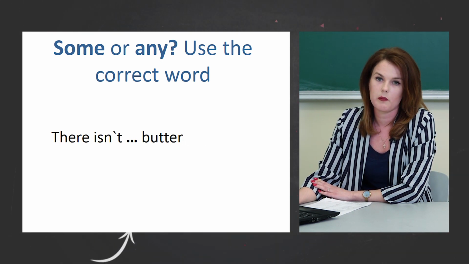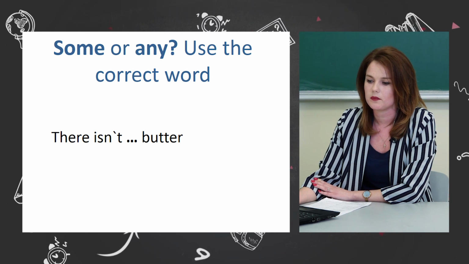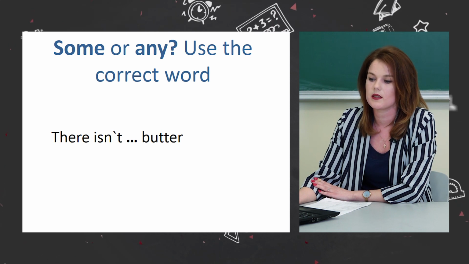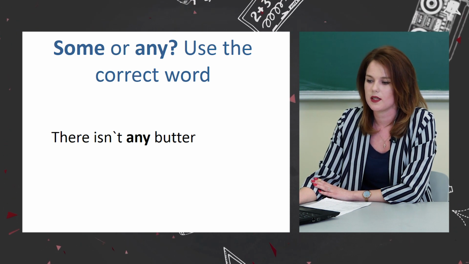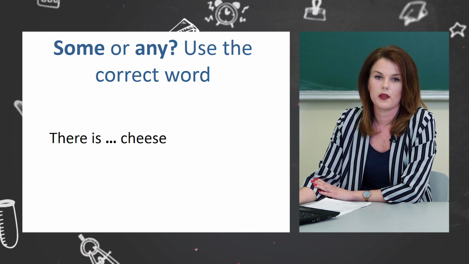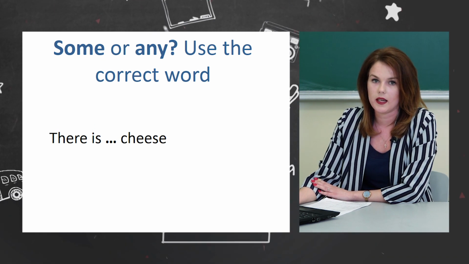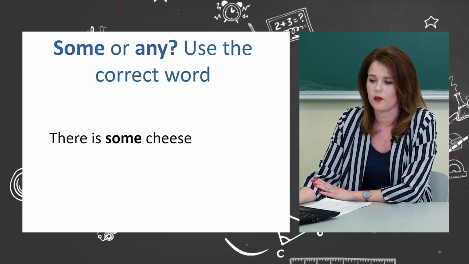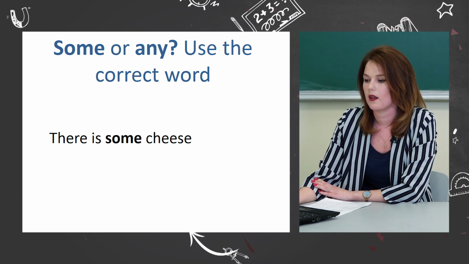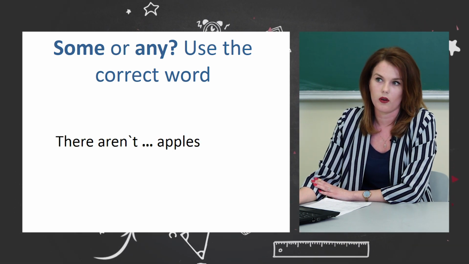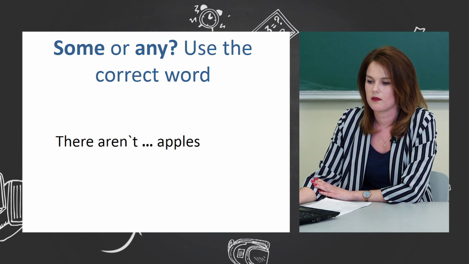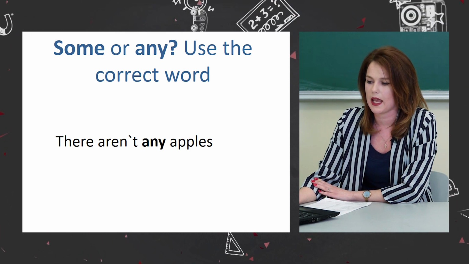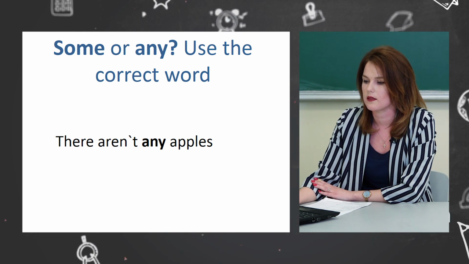The next one. There isn't some or any butter. There isn't, that's why is not, and this is a negative sentence. There isn't any butter. There is some or any cheese. Think, please. Some or any? Of course, there is some cheese. There aren't some or any apples. Think. Of course, there aren't any apples because it's a negative sentence.